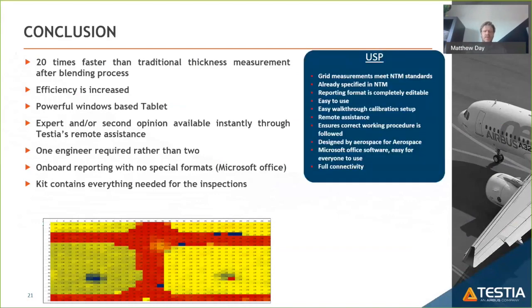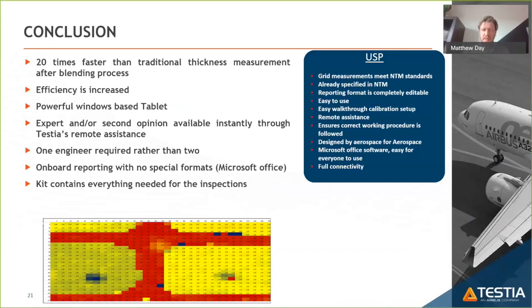So, what are the USPs for the thickness tool? So grid measurements meet the NTM standards. It's already specified in Airbus TMs. The reporting format is completely editable on board the equipment. It's easy to use. The easy walkthrough, calibration setup, and remote assistance.